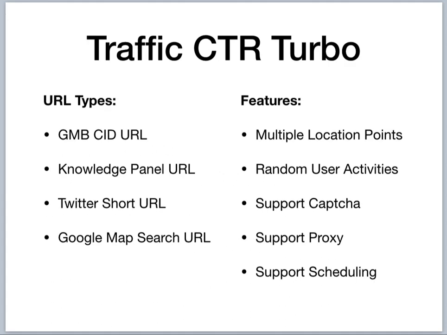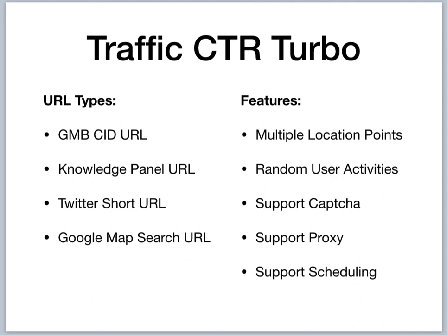Okay, and then I can also share what URL types this robot supports, and what features it has. So start with the URL types. Again, this is based on the GMB hacks training. This robot supports the GMB CID URL, the Google Knowledge Panel URL, the Twitter Show URL, and the Google Map Search URL.